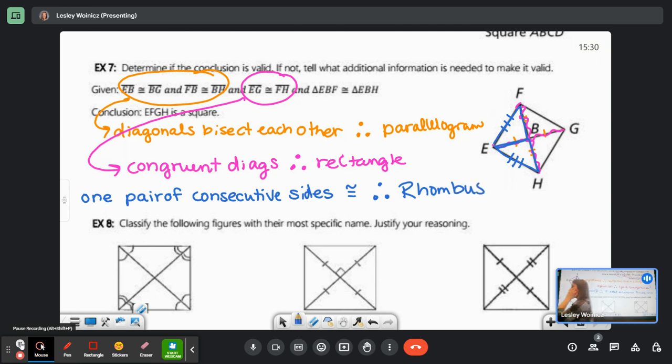Okay, so if we know that it's a parallelogram, a rectangle, and a rhombus, what is this thing? It's a square! Hooray! All right, let's look at this bottom one.